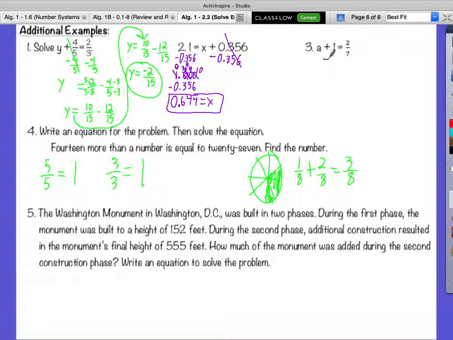We subtract. What are we going to subtract by? 1. What are we going to subtract from this side by? 1. We keep it equal. What's A? A is still A. What's 1 minus 1? 0. We get rid of it. Equal sign is equal sign.